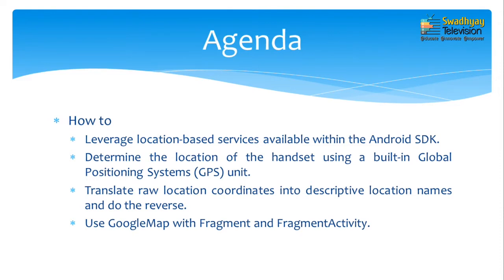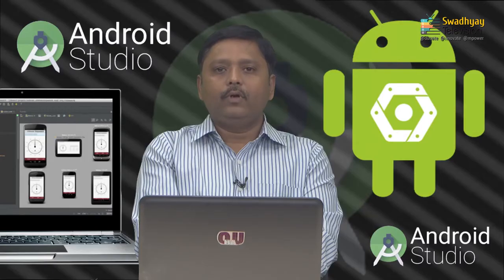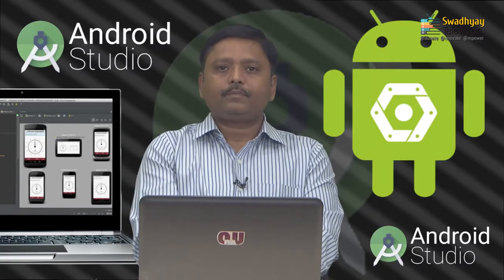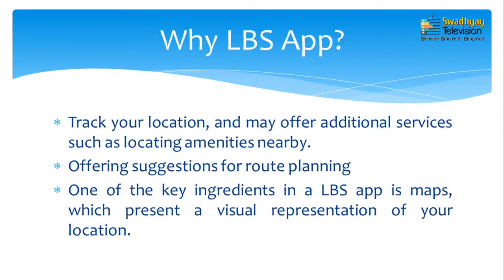That means, if you have names available, you can find their longitude and latitude, and if you know longitude and latitude, you can always find the location. And finally, we learn how to use Google Map with fragments and fragment activity. So, let us start. Now, why do we require location based applications?